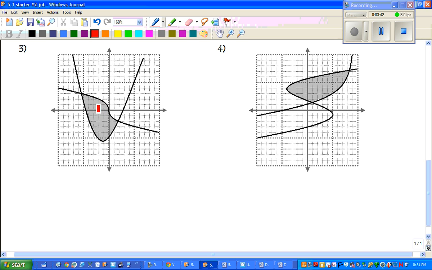In number three, this one is going to be a dx cut because the one graph here is always above this one in that little gray region. Right, so that's the top graph. This is the bottom graph. And in number four, this one is going to be a dy cut. This graph right here is always to the right of this one during that gray region.